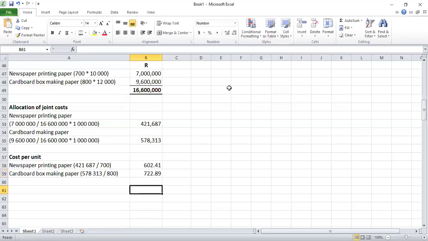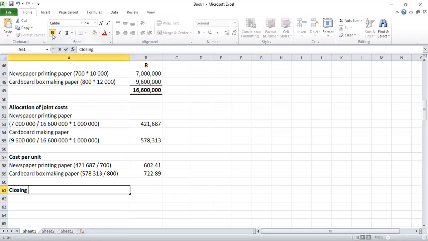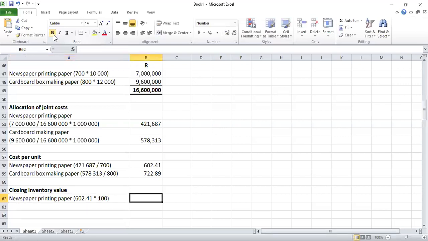Right. So my sister who was asking, we now know the cost per unit. So now we can determine our closing inventory value. We know that it's 100 tons of each in inventory. So our newspaper printing paper would be 602.41 times the units in inventory, which are 100. We get 60,241.